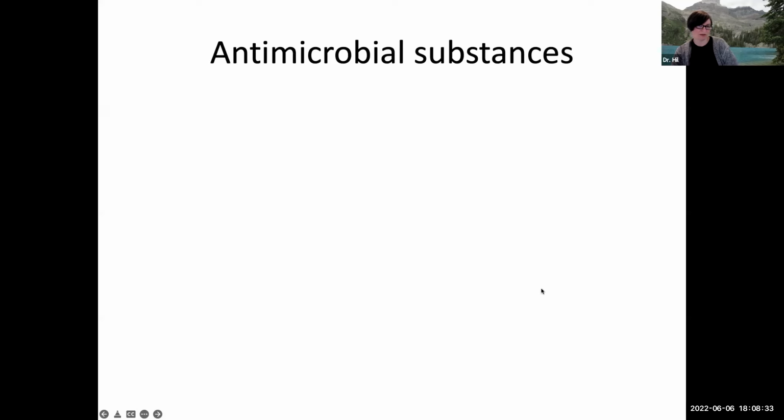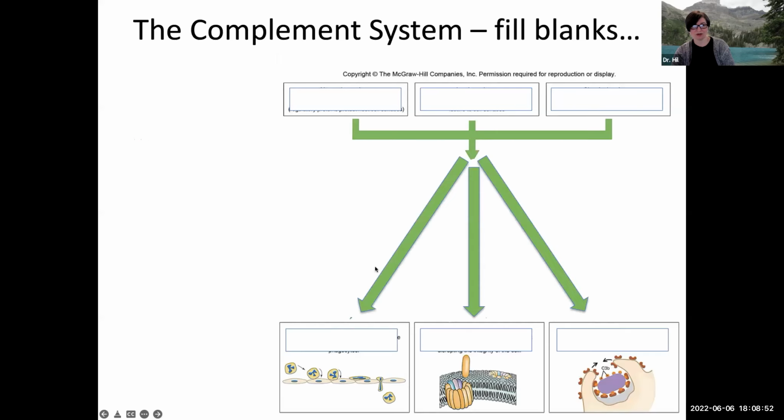Now, another part of the second line of defense, and an important one, is antimicrobial substances dissolved in your fluids. And we've talked about several of them, but I want to focus on two. And most of it will be focused on the complement, a very powerful and important component of your innate immune response. And also we'll discuss interferons.